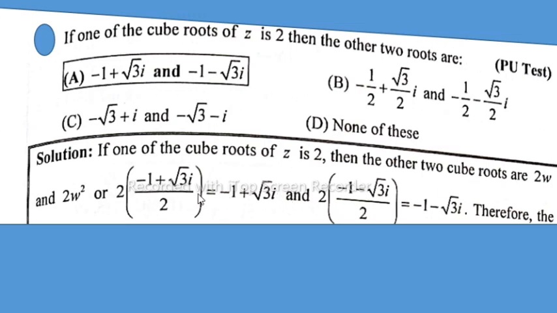So the value of omega is equal to (-1 + √3 i)/2. Multiplying and dividing by 2, that is equal to -1 + √3 i. Similarly, omega square is equal to (-1 - √3 i)/2. Multiplying and dividing by 2, the 2s cancel, which is equal to -1 - √3 i. So option A is correct.